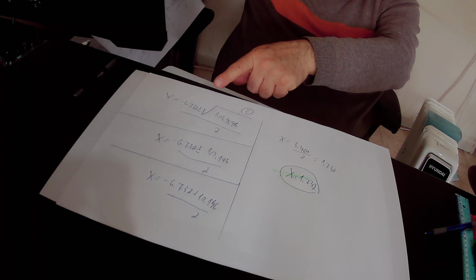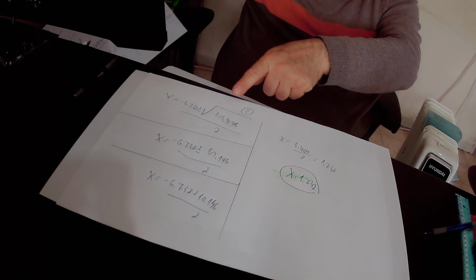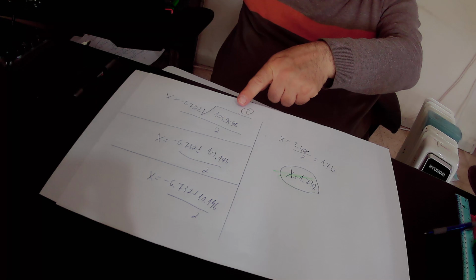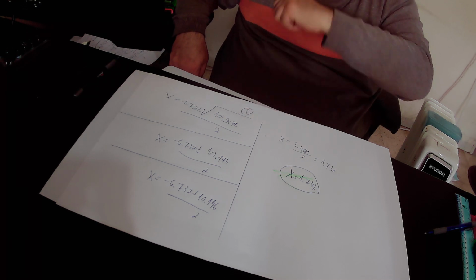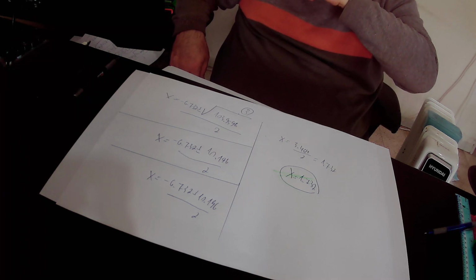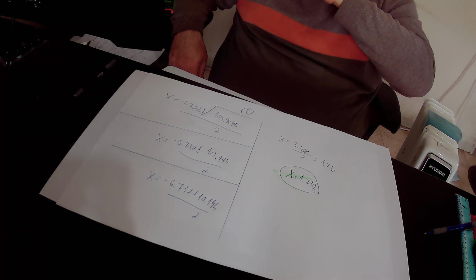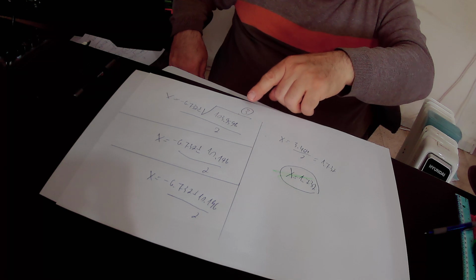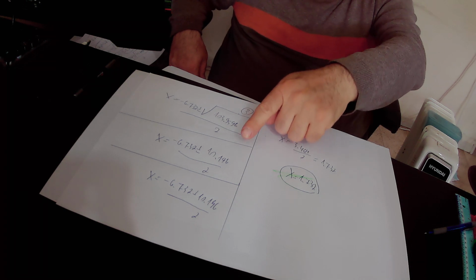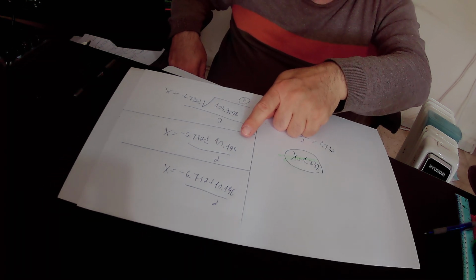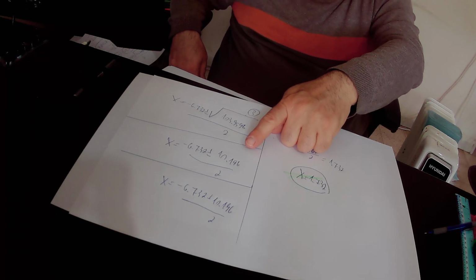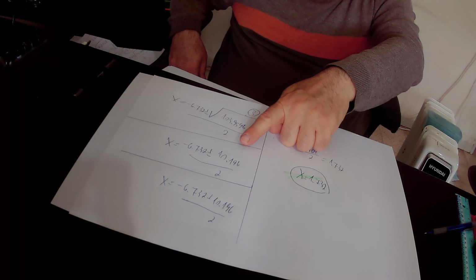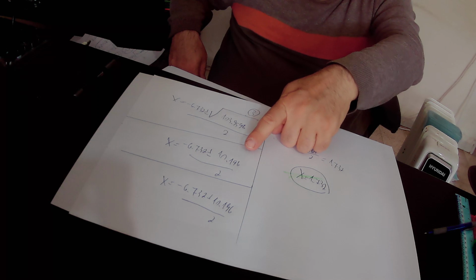So in conclusion, x equals minus 6.732 plus or minus, inside the root we are left only with 103.9598, divided by 2. And the square root of 103.9598 equals 10.196. So in conclusion, we found that x equals minus 6.732 plus or minus 10.196 over 2.